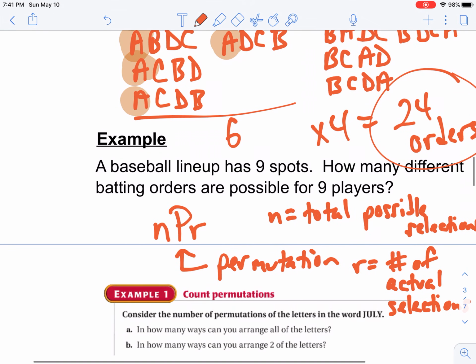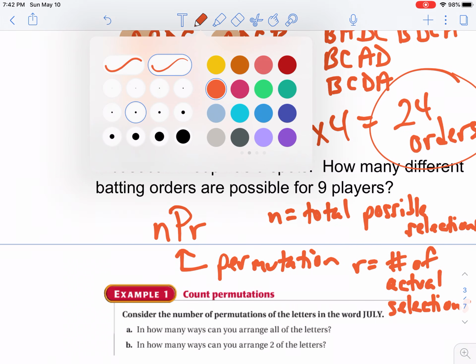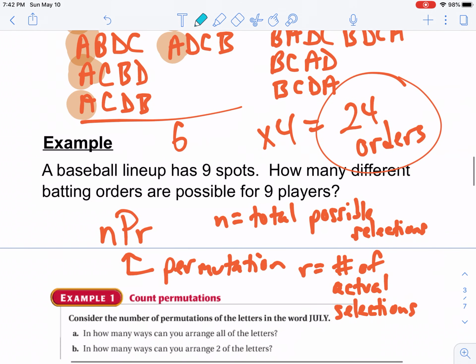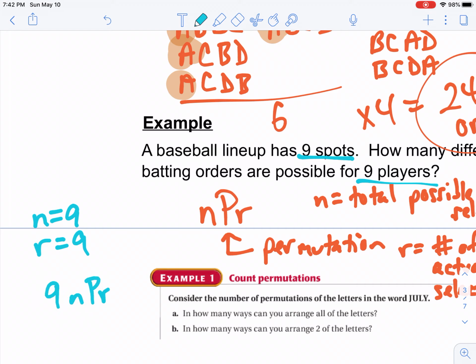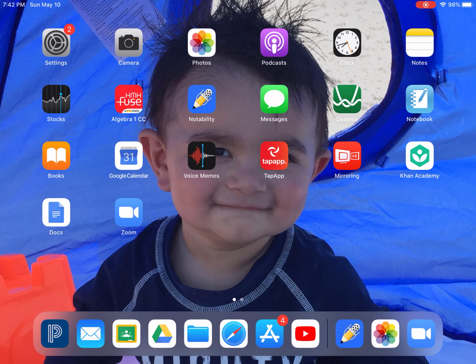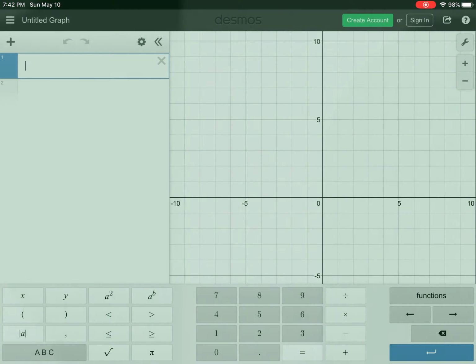Now, this example right here, it's telling us there's 9 spots and there's only 9 players to choose from. So essentially 9 is n and 9 is also r. There's 9 total players, and you're selecting all 9 of them and putting them in order. So in your calculator, you would do 9 nPr 9. So let's do that right now. Let's look at Desmos. Let's see what we get when we calculate 9 nPr 9.